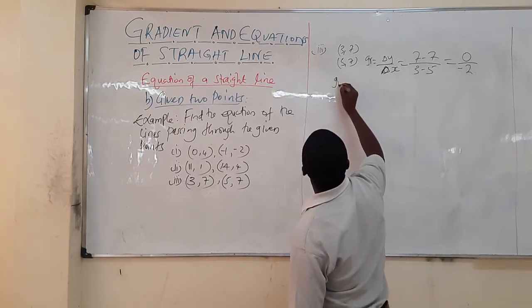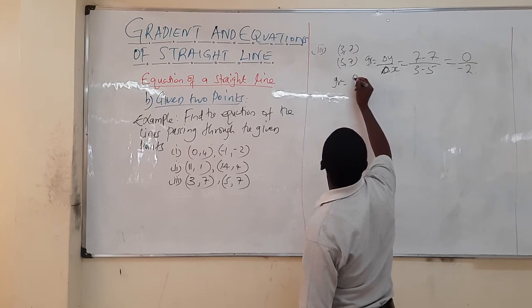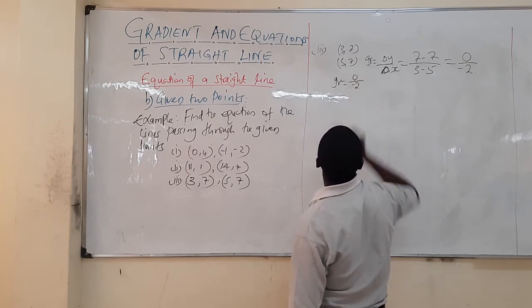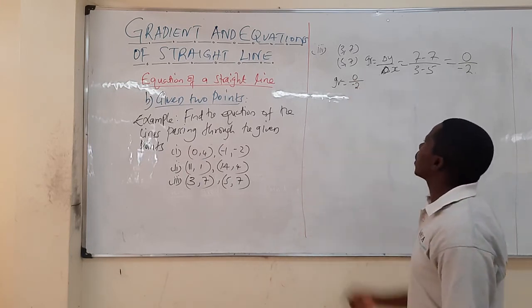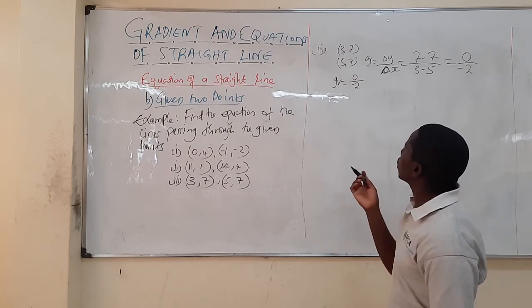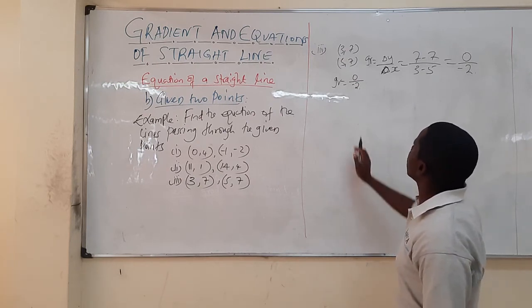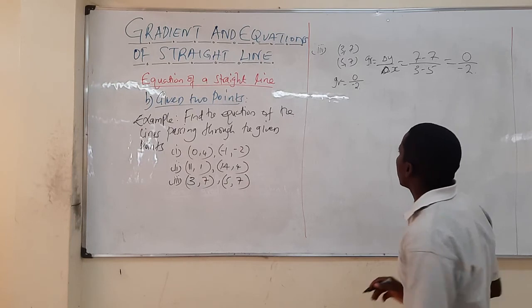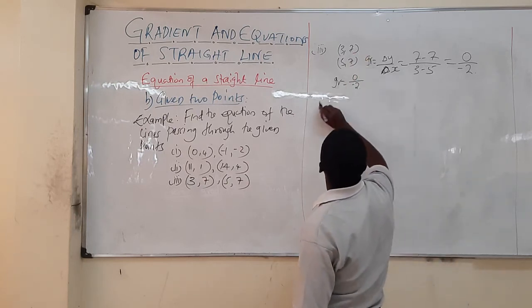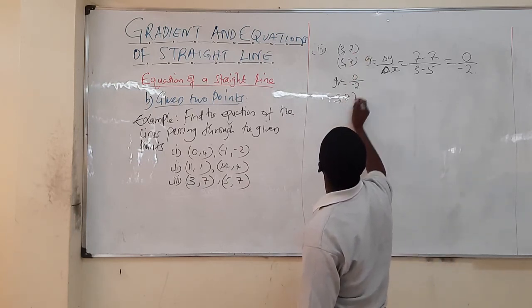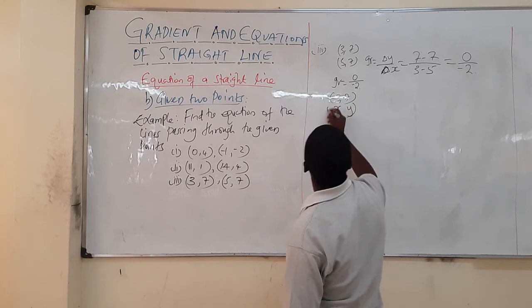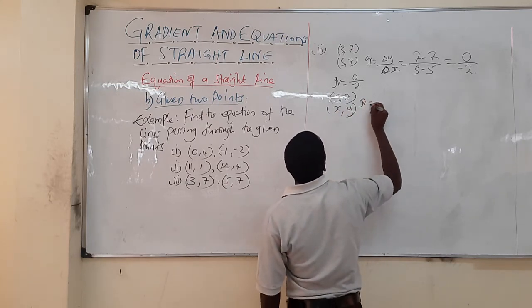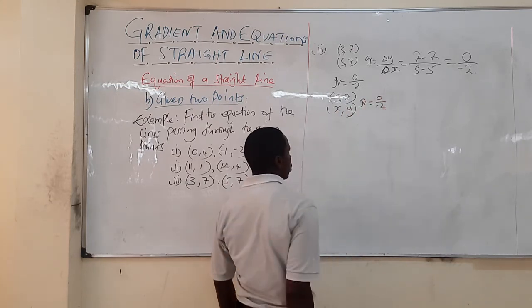So our gradient is going to be 0 divided by minus 2. We know 0 divided by any number is 0, but because we want to get the equation of this line, we can use it the way it is. Then we take a point like the first one, 3, 7, and an arbitrary point x, y, and our gradient there is 0 over minus 2.